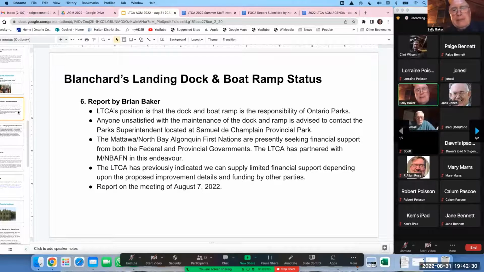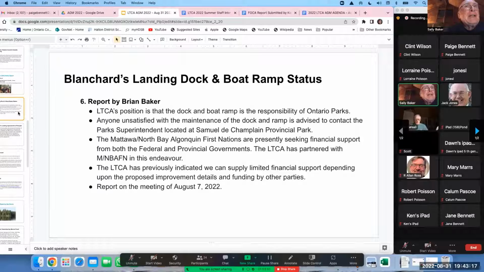Okay, going to move on to item number 6, Blanchard's Landing and boat ramp status. Our position as LTCA is that legally, the boat ramp and the dock are the responsibility of Ontario Parks. I will go back about, when we first arrived on the lake, probably in the late 70s, there was a federal dock there, Blanchard's Landing. That's where the name came from. It was a very major facility. You could dock maybe 4 boats along the retaining wall. It was well looked after by the federal government.